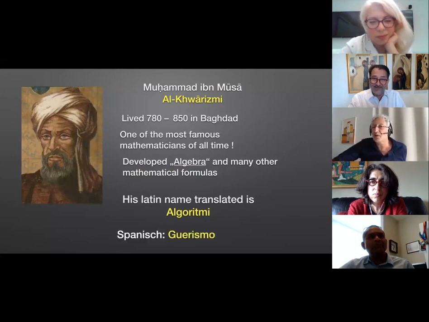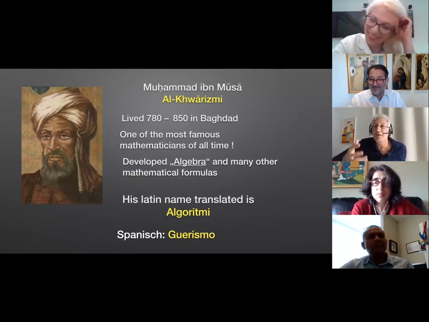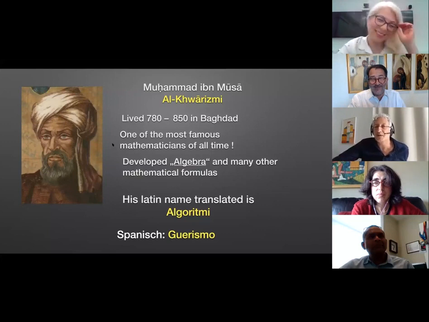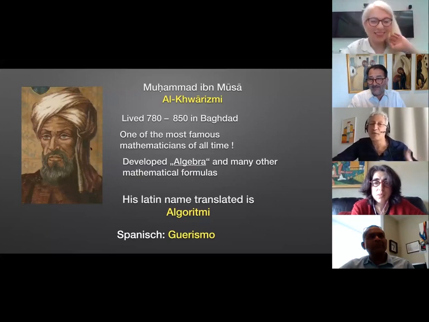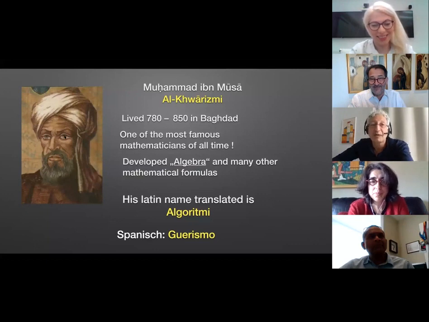If you speak Spanish, the word guarismo, meaning number, is also his name, but he's not known. Pythagoras is known, and Archimedes is known, Galileo is known, but Al-Khwarizmi, who's the founder of the modern mathematics, is not known. And this is why we approach our reasoning today with the algorithm.